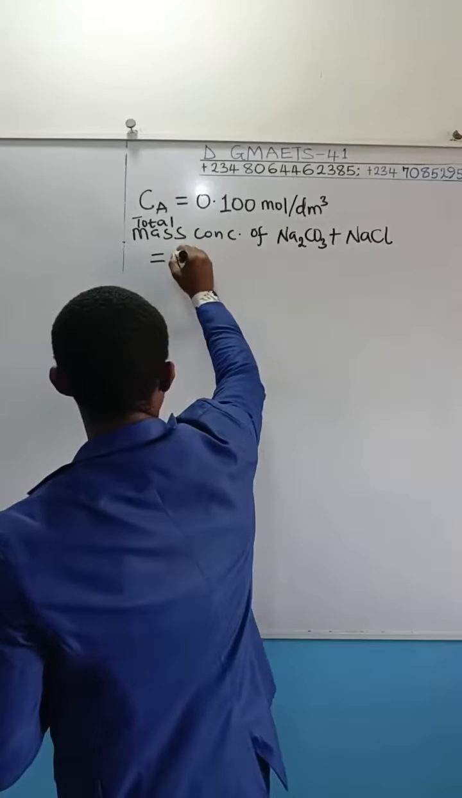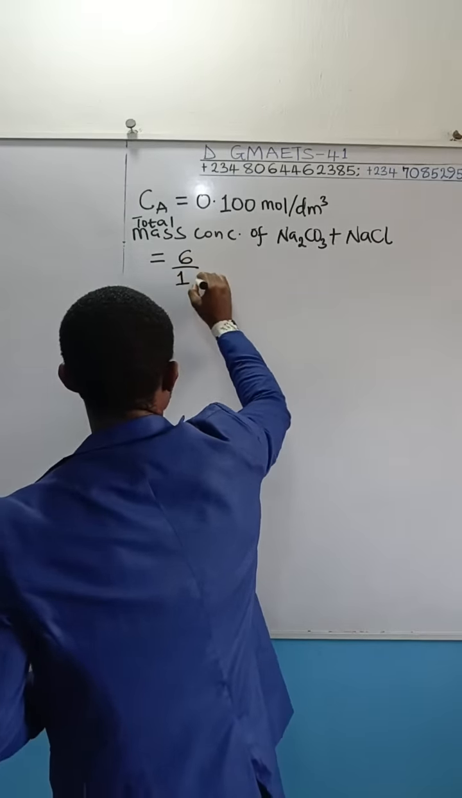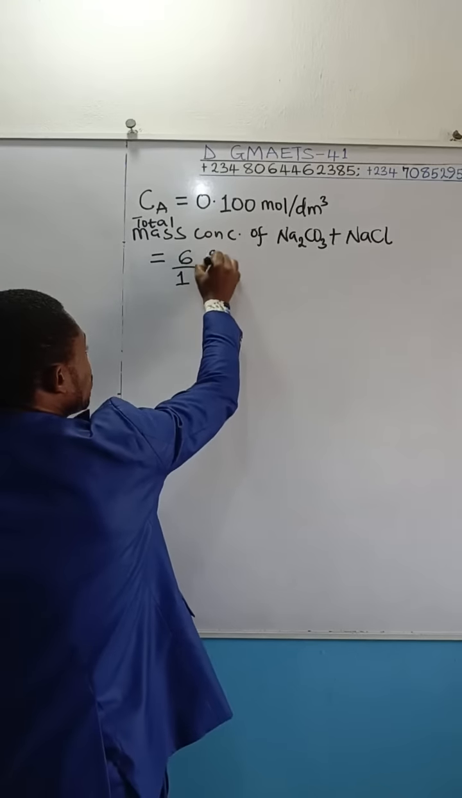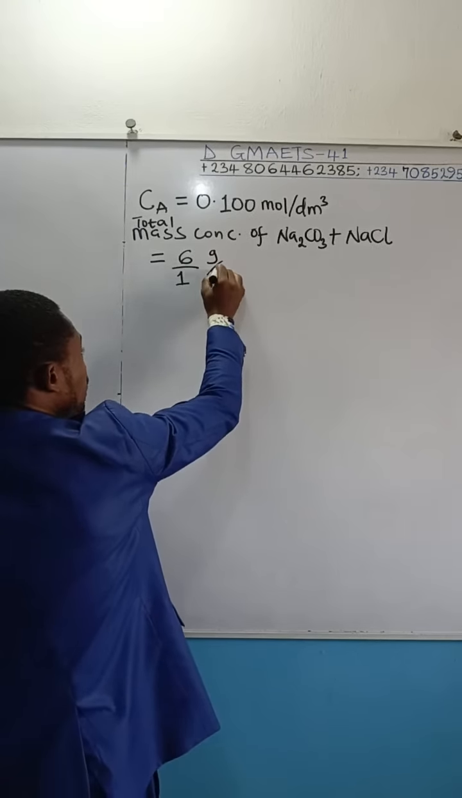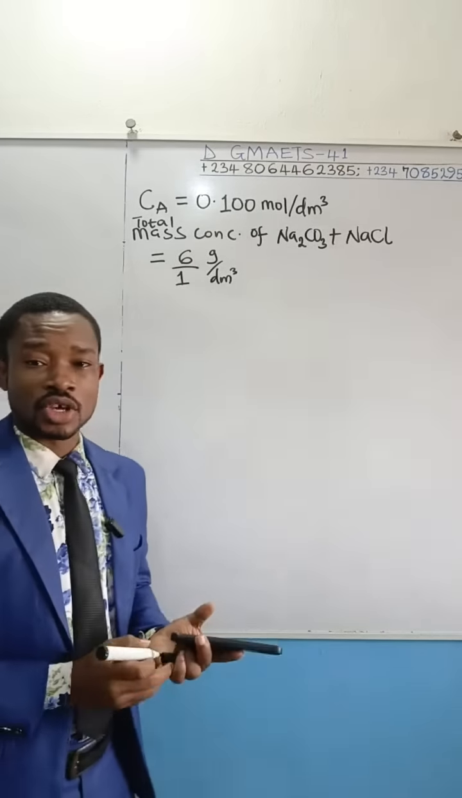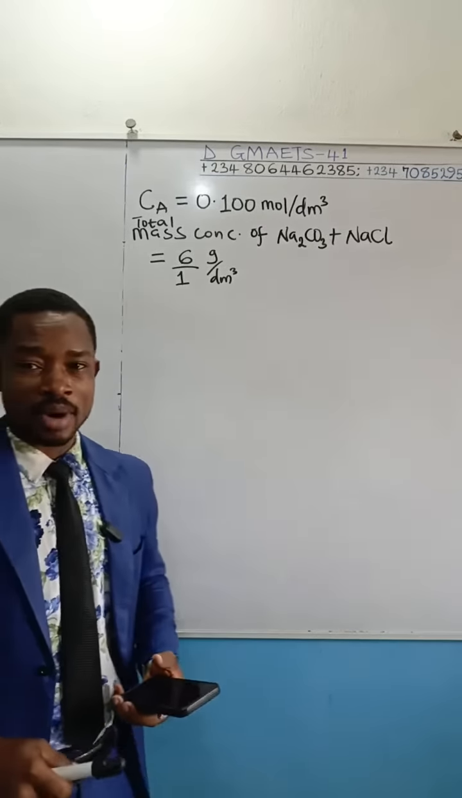That is going to be 6 divided by 1. This 6 is in gram, and this is in dm³ given. Let me just show the unit, per dm³. Since the volume is given in dm³, you don't need to multiply this by 1000. You don't need to multiply it by 1000.